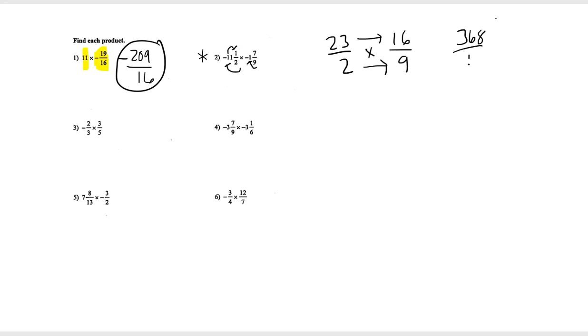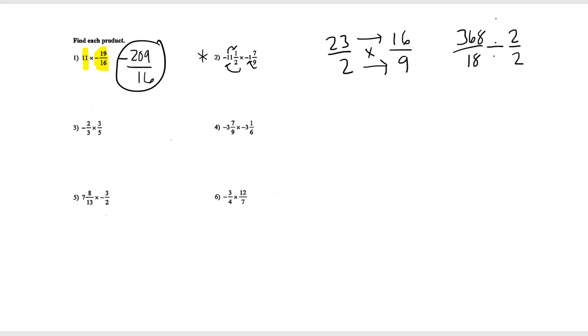And 2 times 9 is 18. And we now have an improper fraction, and we can leave this improper. I do want you to simplify it though. And because both 368 and 18 are even numbers, we could start with just dividing both of them by 2.